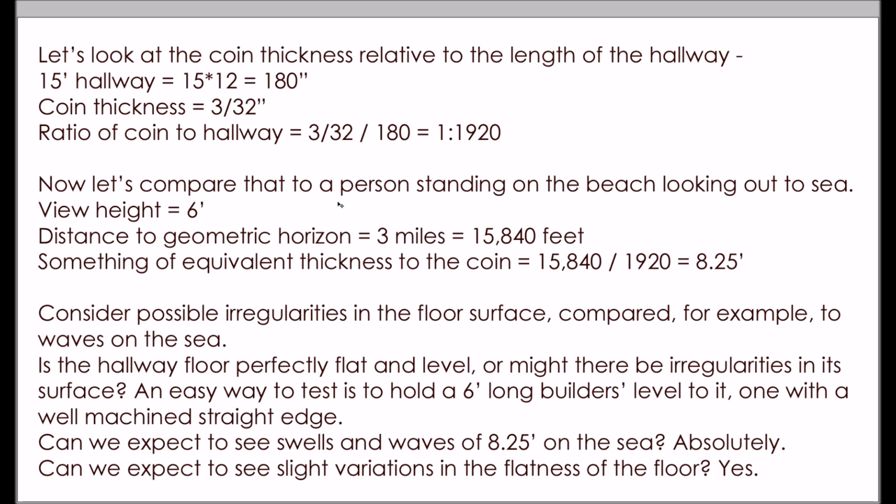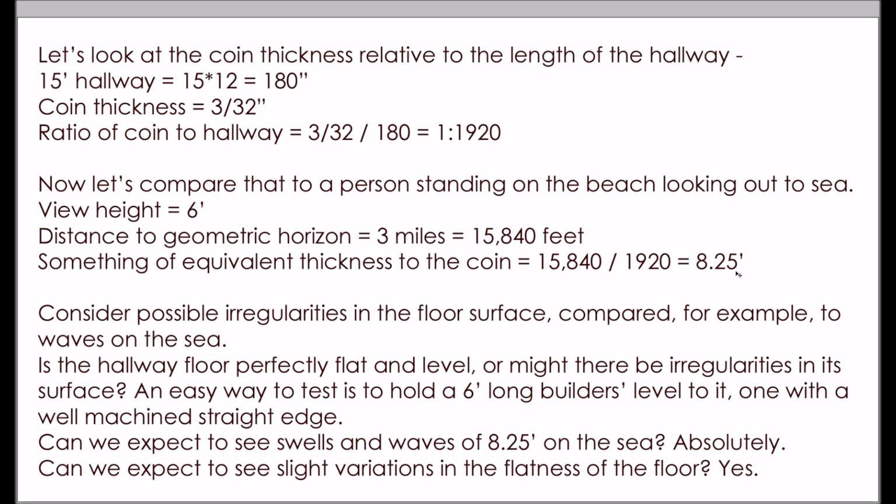Let's compare that to a person standing at a beach looking out to sea. Let's suppose the person's eye level is 6 feet off the ground. At 6 feet off the ground, they'd be able to see 3 miles, 15,840 feet. Referring back to that ratio of 1 to 1,920, that means that a wave on the water, or a swell, of a height of 8¼ feet would be the equivalent thickness to the coin in the hallway.